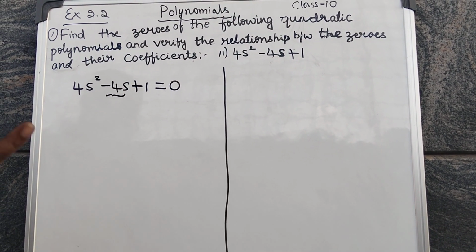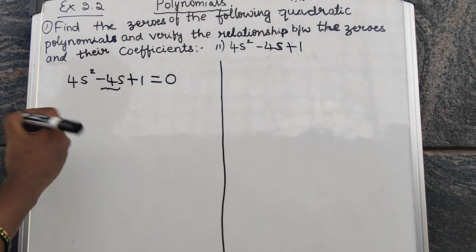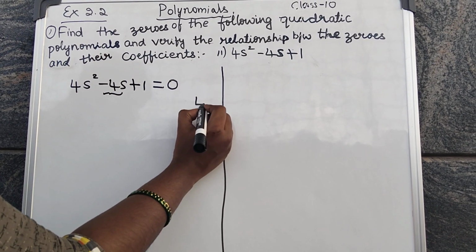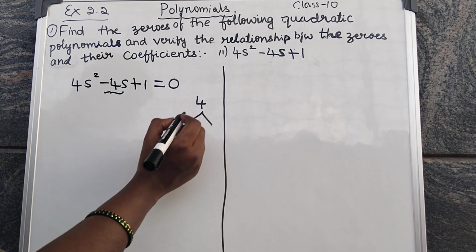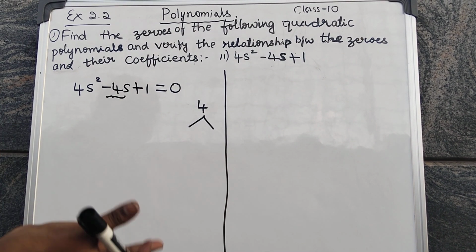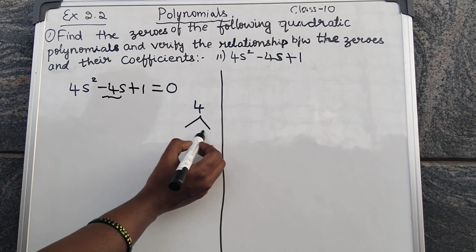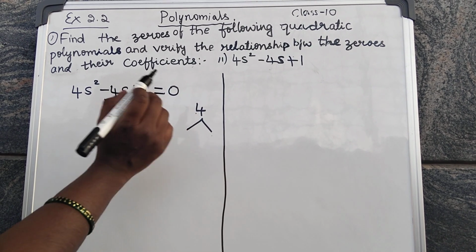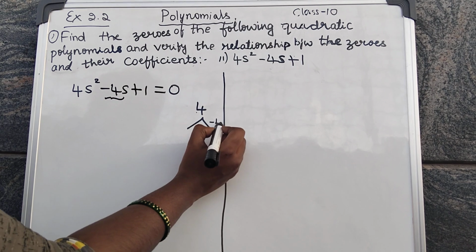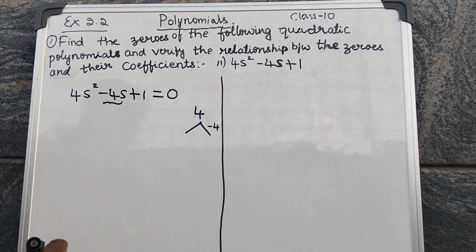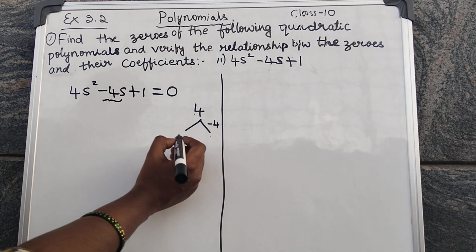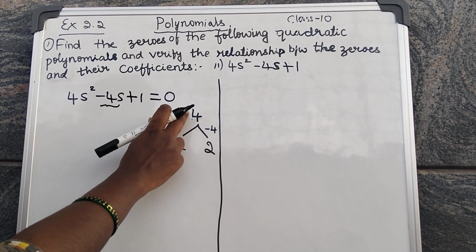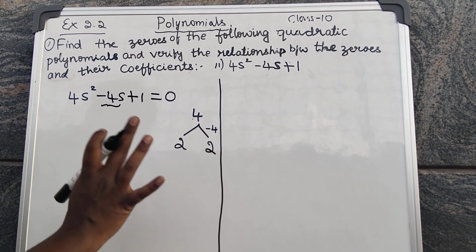We have to split it into two terms. The steps are: first, multiply this 4 with 1. 4 ones are 4. You have to find two factors of 4 in such a way that the product of the two factors should be 4, and when you add or subtract, that should be −4. So the factors of 4 are 2 and 2, since 2 twos are 4, plus into plus is plus. So the product condition is satisfied.